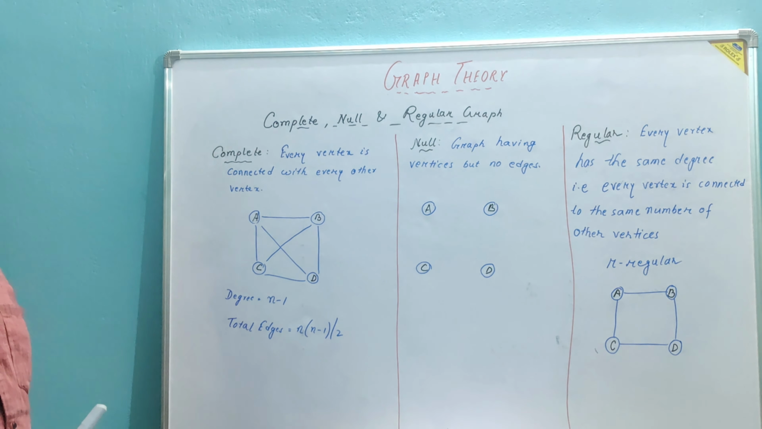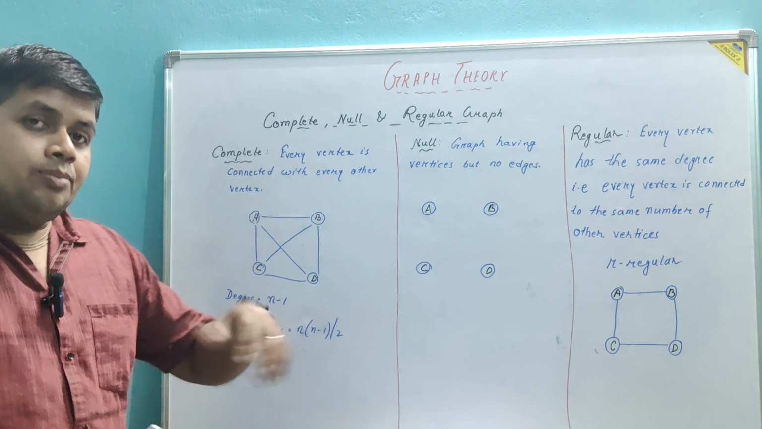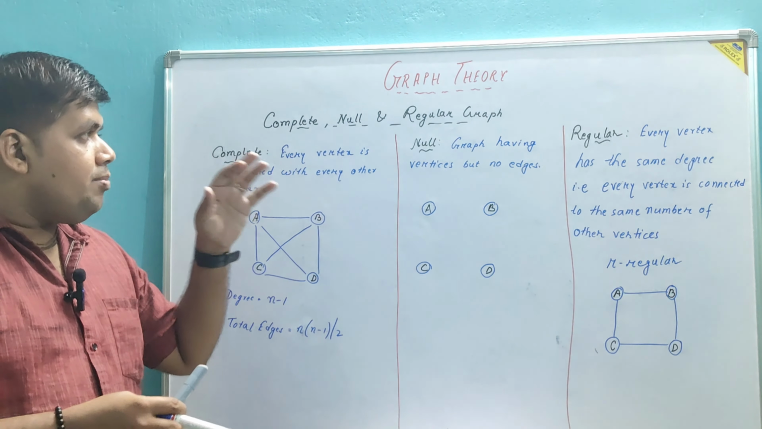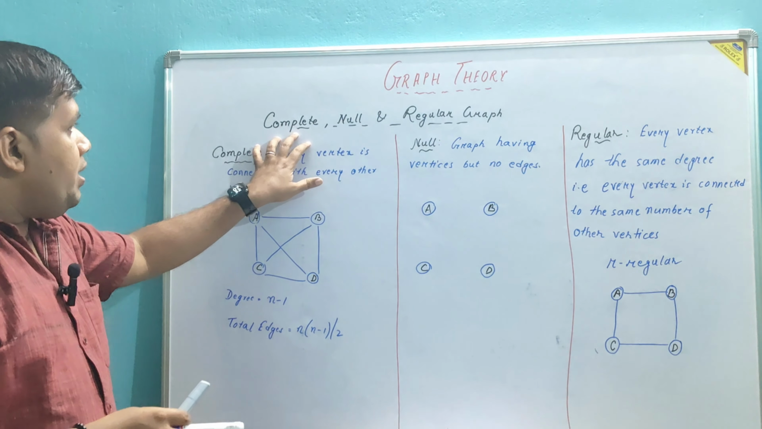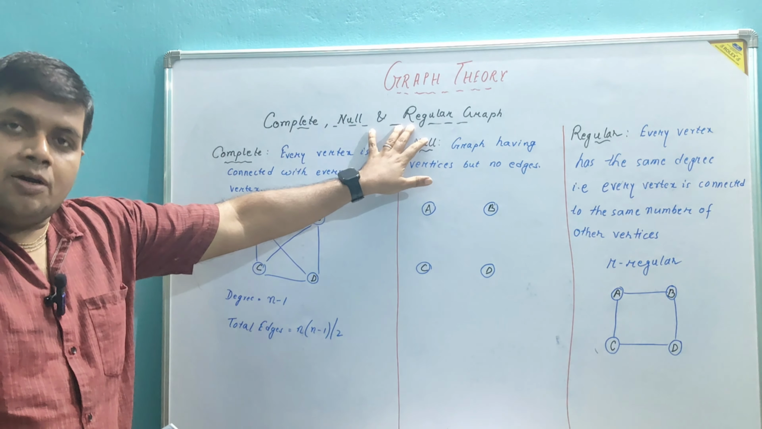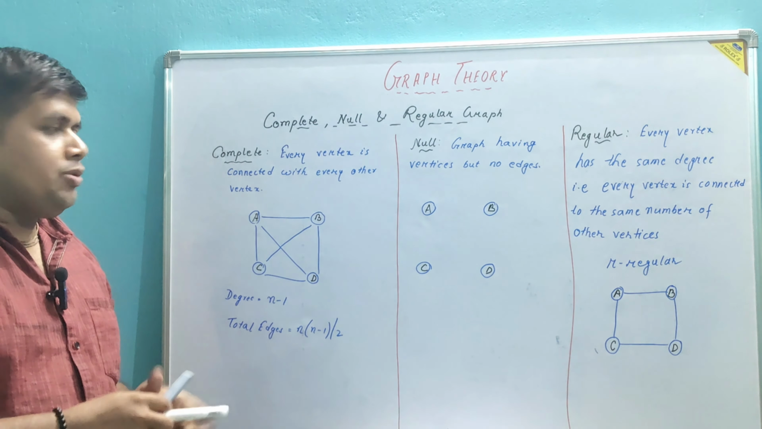In this video, we will be looking into three more different types of graphs. These are very important in various contexts where they are used. So those are complete graph, null graph and regular graph. So what is the difference between them?